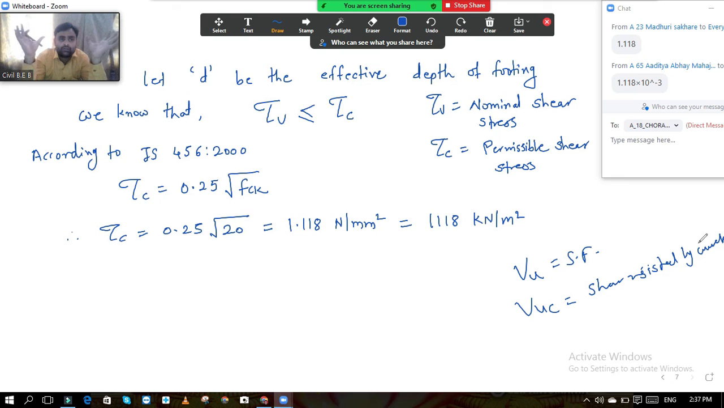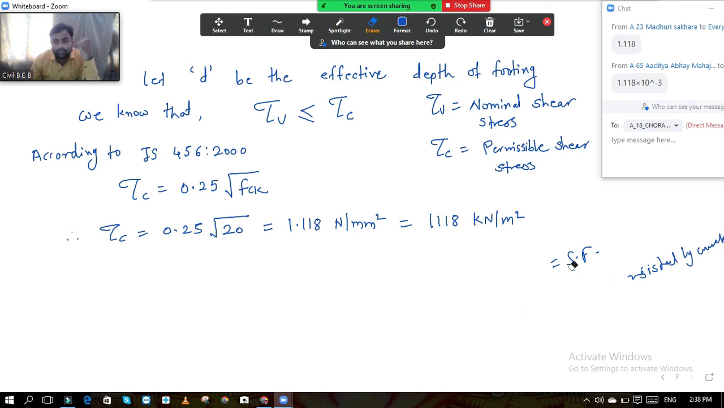There is no need to ask who will resist; it is resisted by the concrete only. So here we can equate our Vu equal to Vuc. Vu is the shear force which is getting generated in the footing, and whatever shear force is generated in the footing will be resisted by concrete only. So this is the logic we are taking while designing the footing.